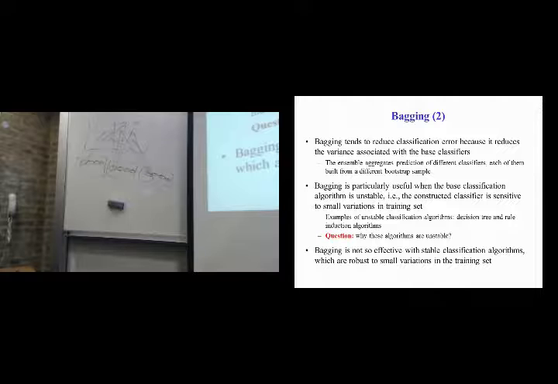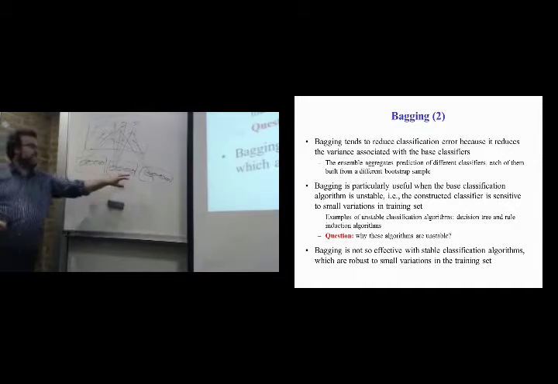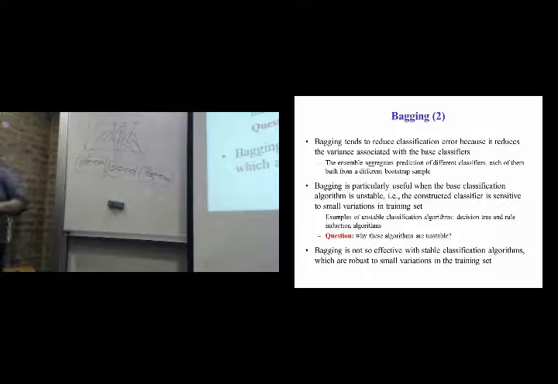So what's going on? Why does this work? Well, this is a slightly waffly version of an argument that can be made very, very rigorous mathematically, which is that it reduces classification error because it reduces the variance associated with each of these classifiers. So the classifier we get from each of these is called a base classifier, and then we put them all together to form something called an ensemble classifier.